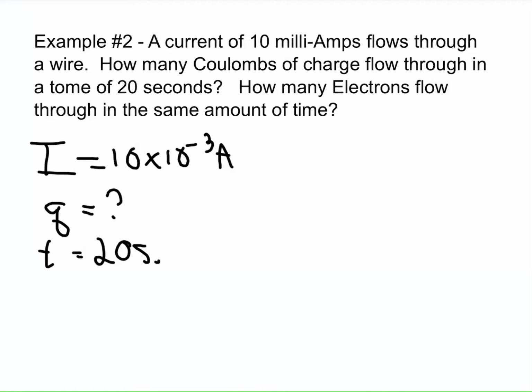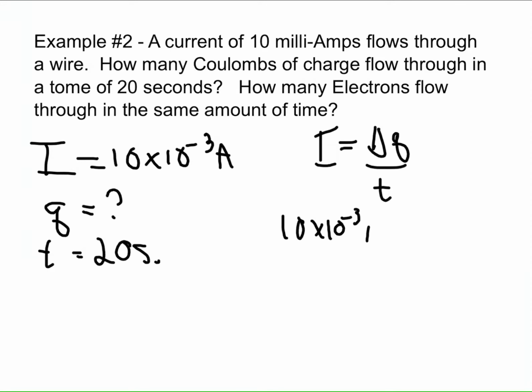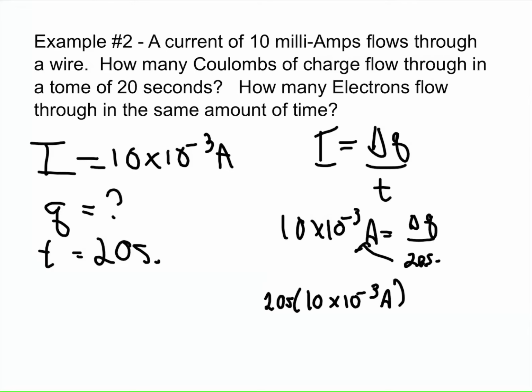So the first part of this question, really simple. We're going to say I equals delta Q over t. So we've got 10 times 10 to the negative 3 amps, delta Q, 20 seconds. Multiply up. And you end up with 200 times 10 to the negative 3, not amps, coulombs, or 0.2 coulombs.